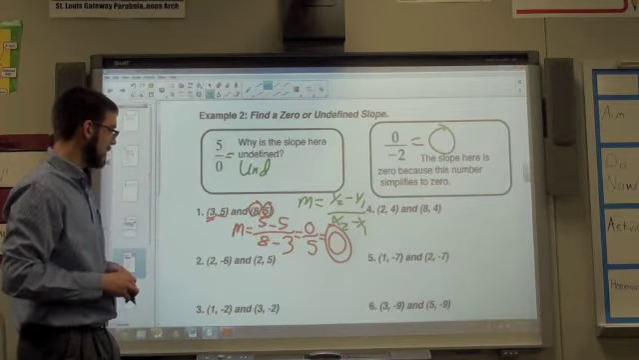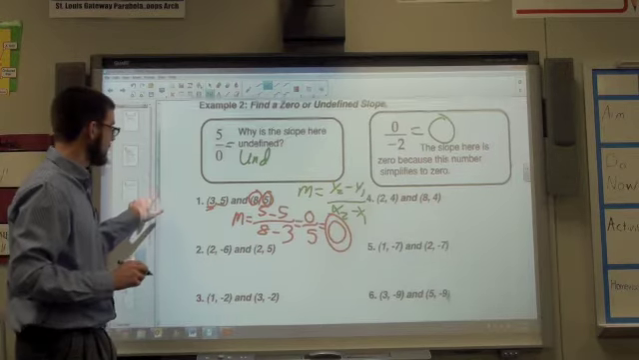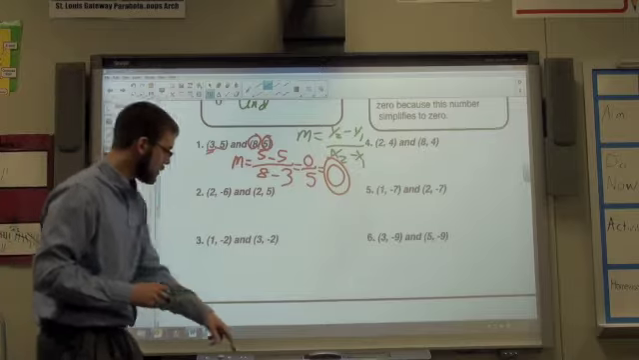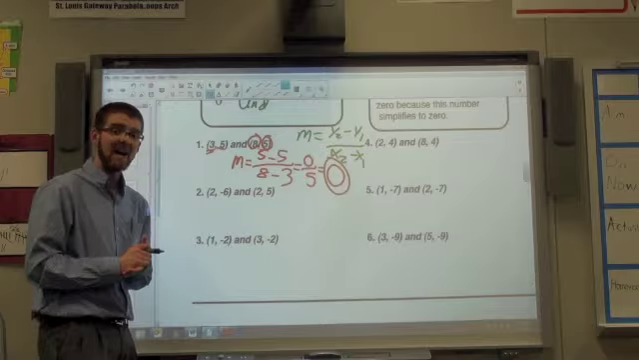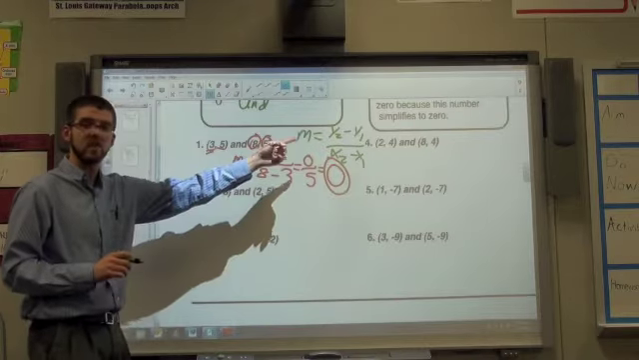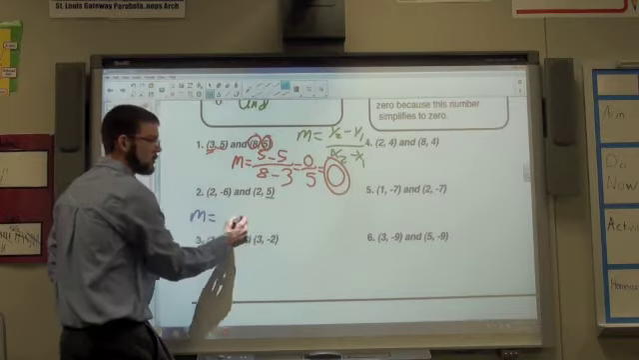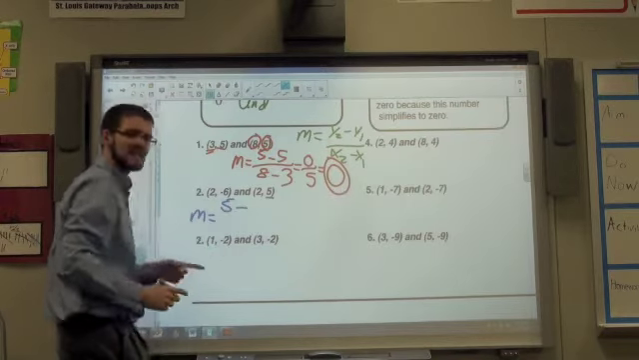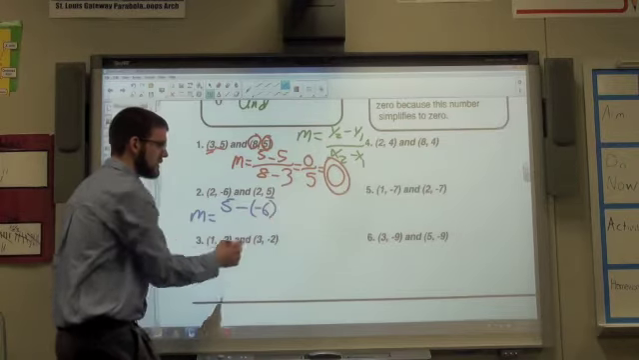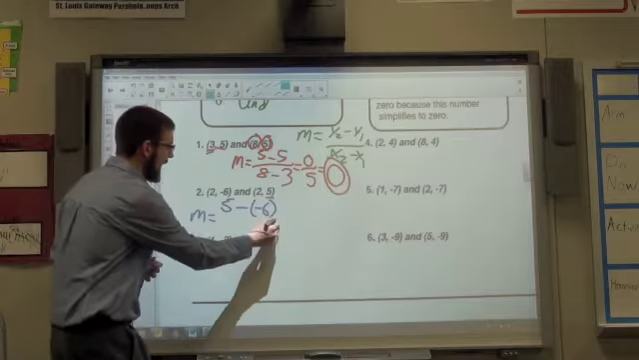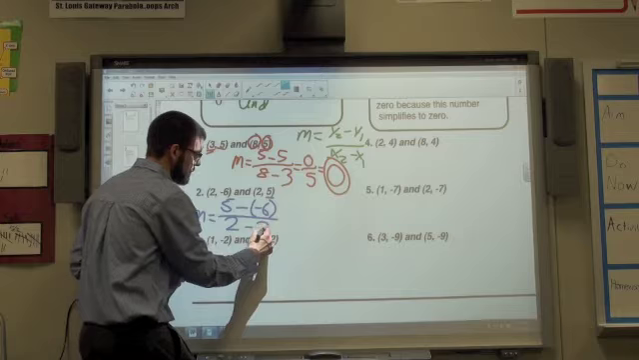Now, let's look at another example where we get an undefined slope. The second problem that we're going to use is (2, -6), I'm sorry, and (2, 5). Again, using our equation for slope, plug in the values and solve. So m is going to equal y2, which is 5, minus our y1 value, which is negative 6. I'm going to put this in parentheses here. We'll look at that in just a second. Divide that by x2, which is 2, minus x1, which is also 2.